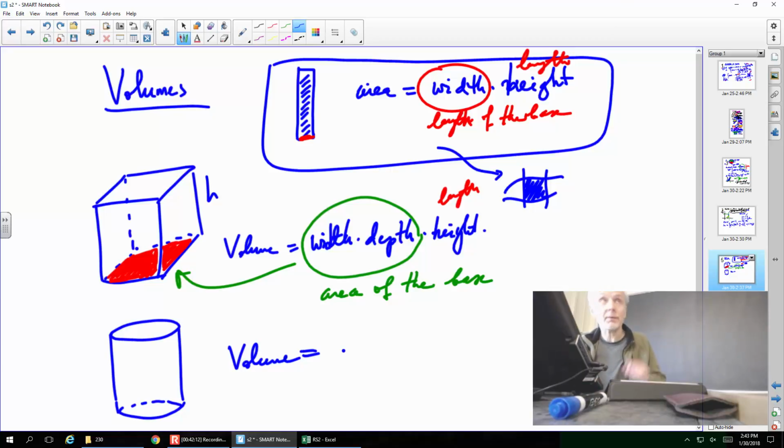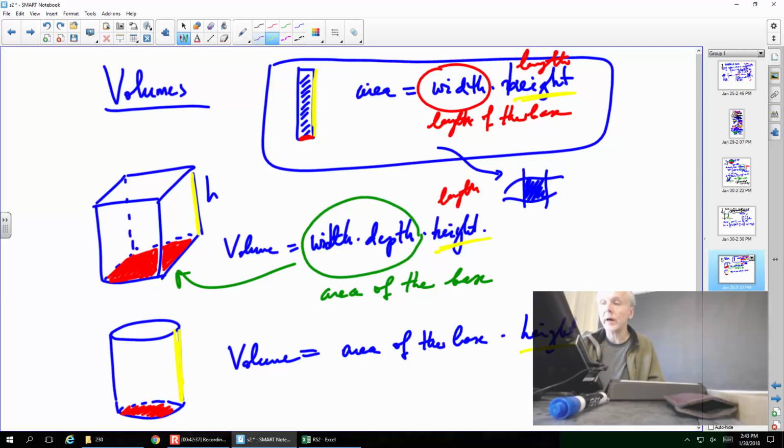That's right. So it's still the area of the base. So I have this base, and I will multiply by its height. So area of the base times height. So in all of these cases, I end up multiplying by the height. Here I had height multiplied by, and this is my height.